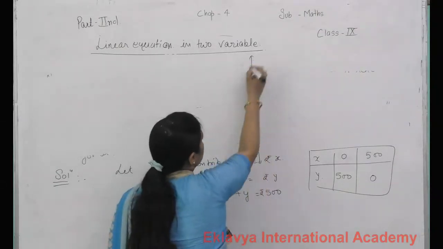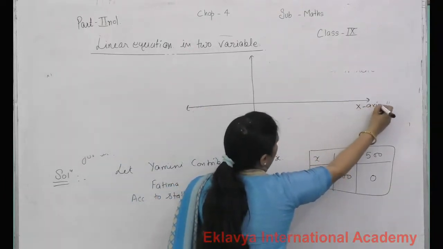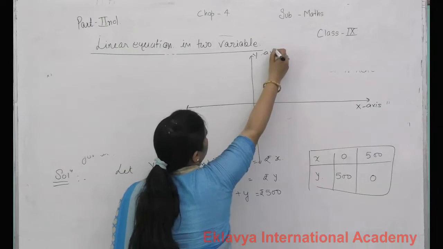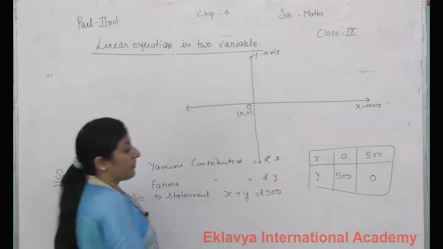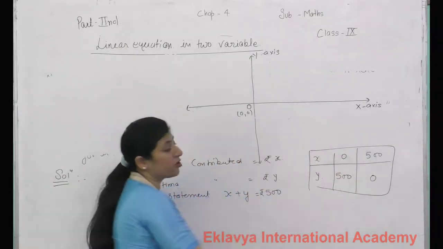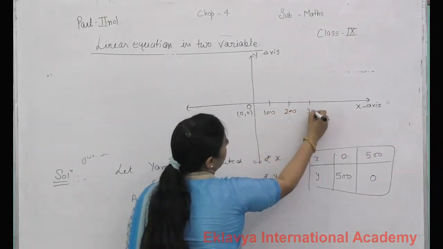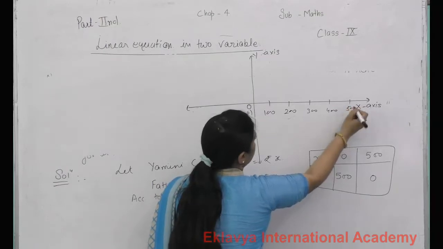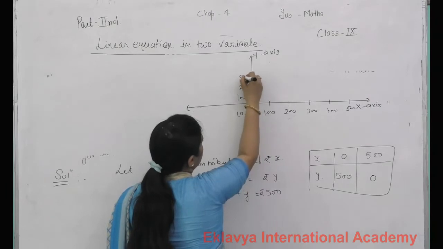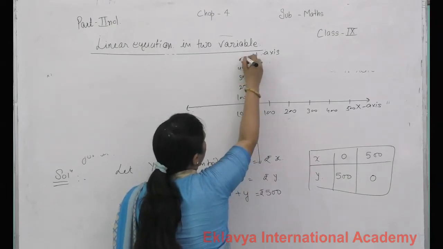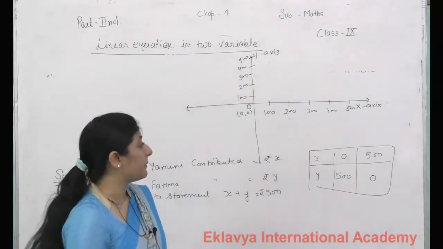Take the x-axis. This is the x-axis, the y-axis, and the origin which shows 0, 0. Maximum in the x-axis is 500 and y also 500, and positive, so we can write it like this: 100, 200, 300, 400, 500. There is very little space, so 100, 200, 300, 400, 500. You have to take equal distances on your graph paper.